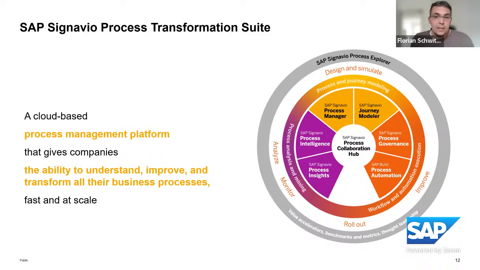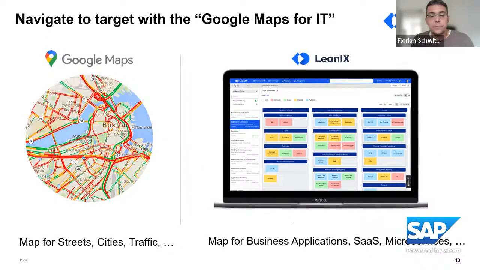In addition, SAP Signavio, the process transformation suite, allows you to model your journeys and your processes based on common standards, driving collaborative efforts, customer excellence strategies, and more. Changing the way everyone thinks within your organization about processes is key to a resilient and sustainable business.